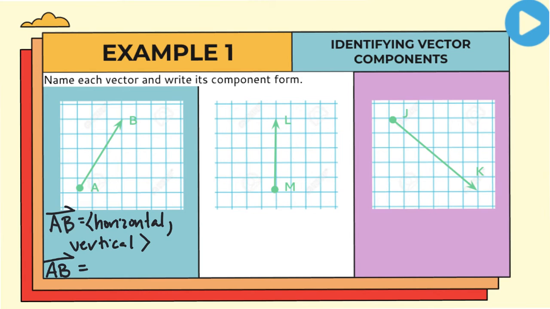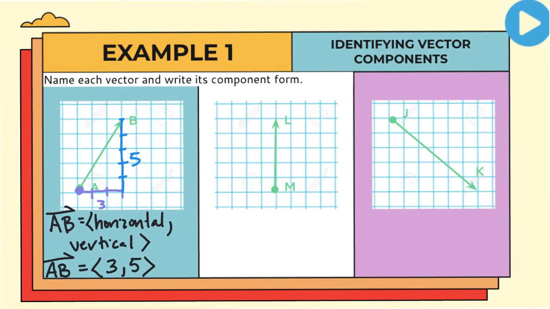equals, and we're going to see how much we have to move horizontally. This point is really supposed to be right here. If we move over 1, 2, 3, that's going to be our horizontal component. And then from here, we'll have to move up 1, 2, 3, 4, 5. And that is our vertical component. So here we have it written in component form. Now let's take a look at the next one.